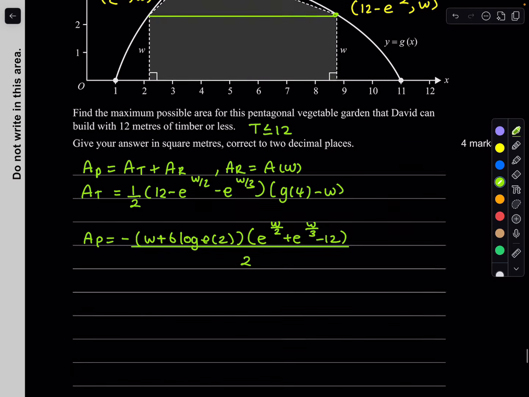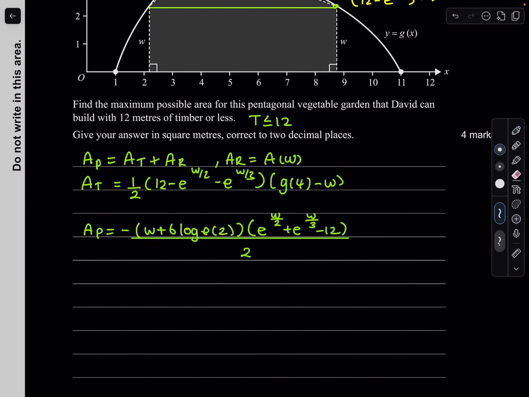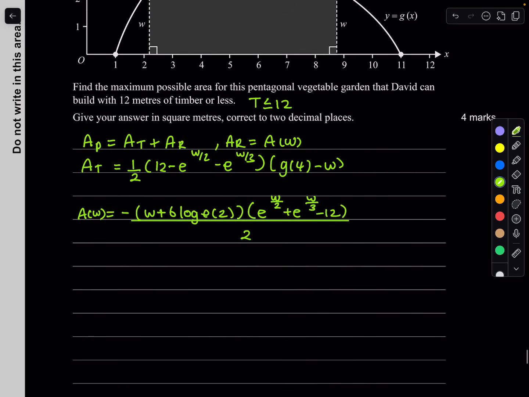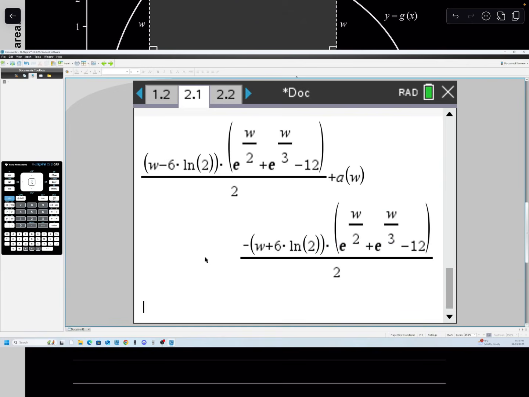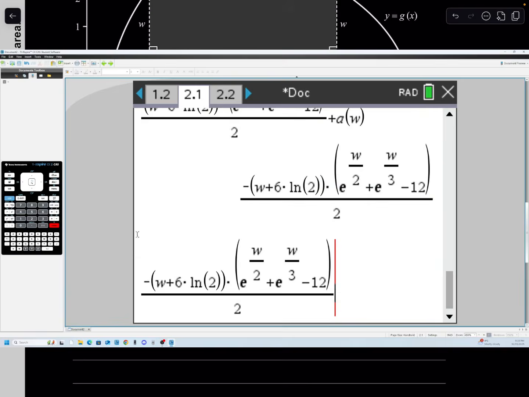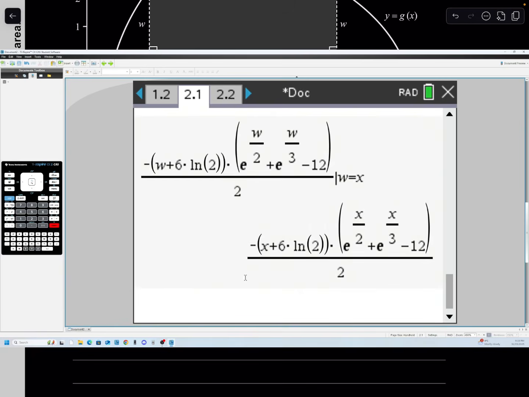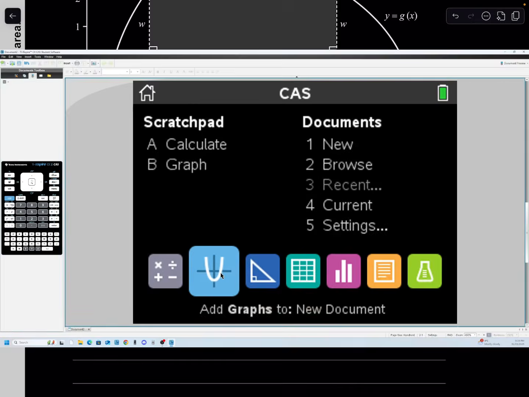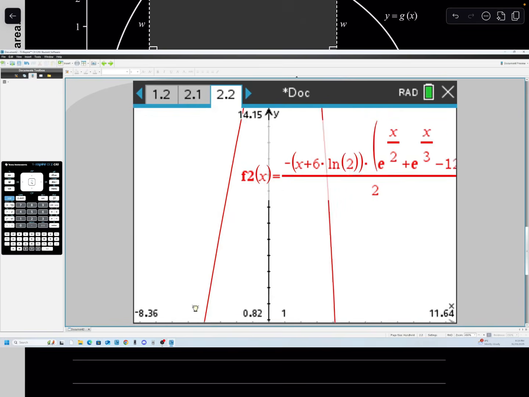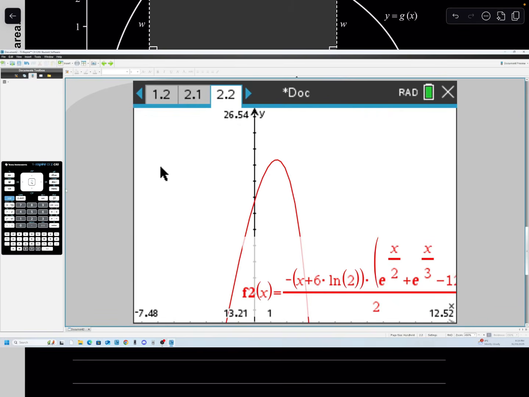Now I'm going to call this A of W overall. Of course, to find the maximum, we normally differentiate it. Before we do that, let's go on our CAS and see how it looks when we graph it first. W equals X, so make it in terms of X. All right, writing it here. Okay, so it is a parabola. So this is actually not bad.